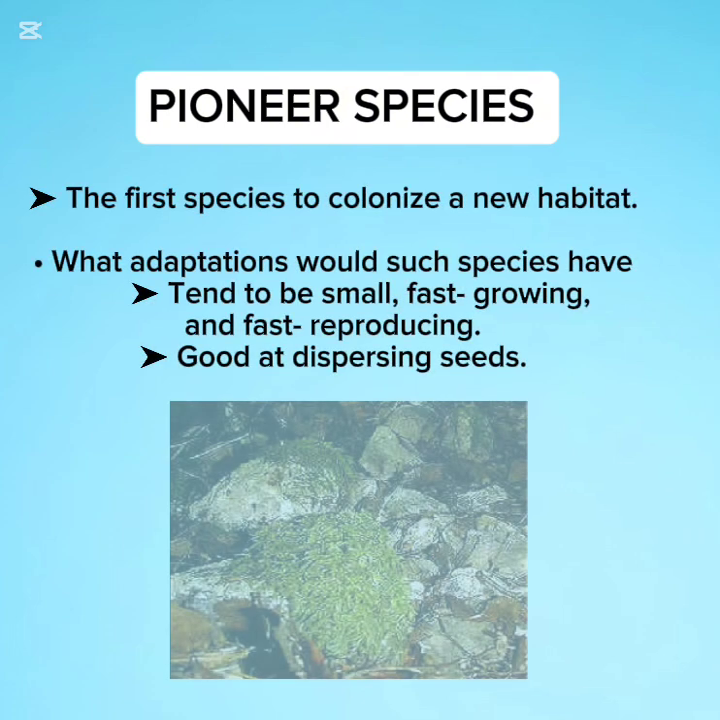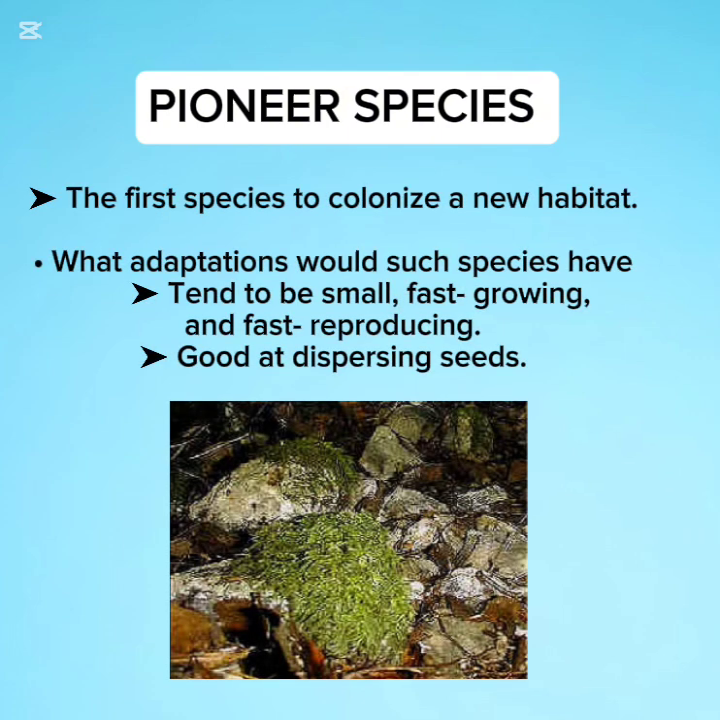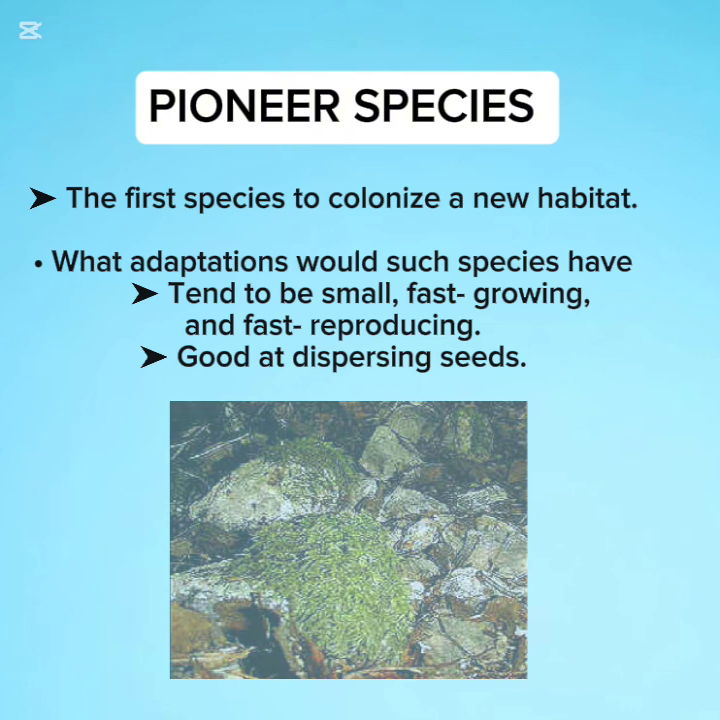Let's move on to the pioneer species. A pioneer species is the first species to colonize a new habitat, the first species in habitats created by disturbance. What adaptations should such species have? They tend to be small, fast-growing, and fast reproducing, and good at dispersing seeds.